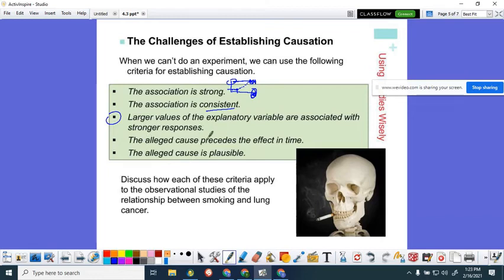The alleged cause precedes the effect in time, meaning as time goes on, more and more people get lung cancer. And then it's plausible. Does it make sense based off of all of your other studies? Okay, so that's an example of how you can establish causation over a long period of time when you can't really do a true experiment.